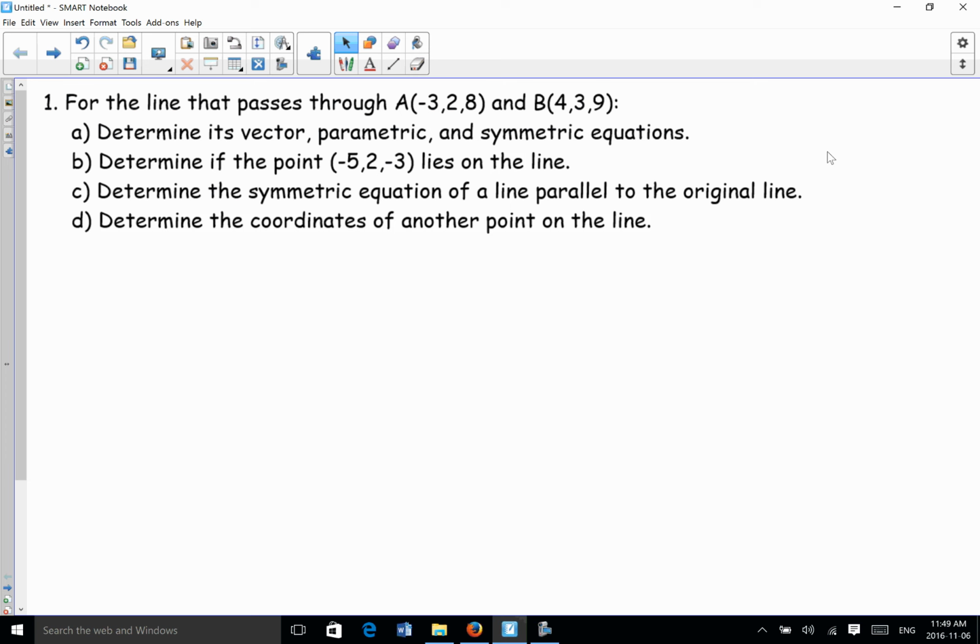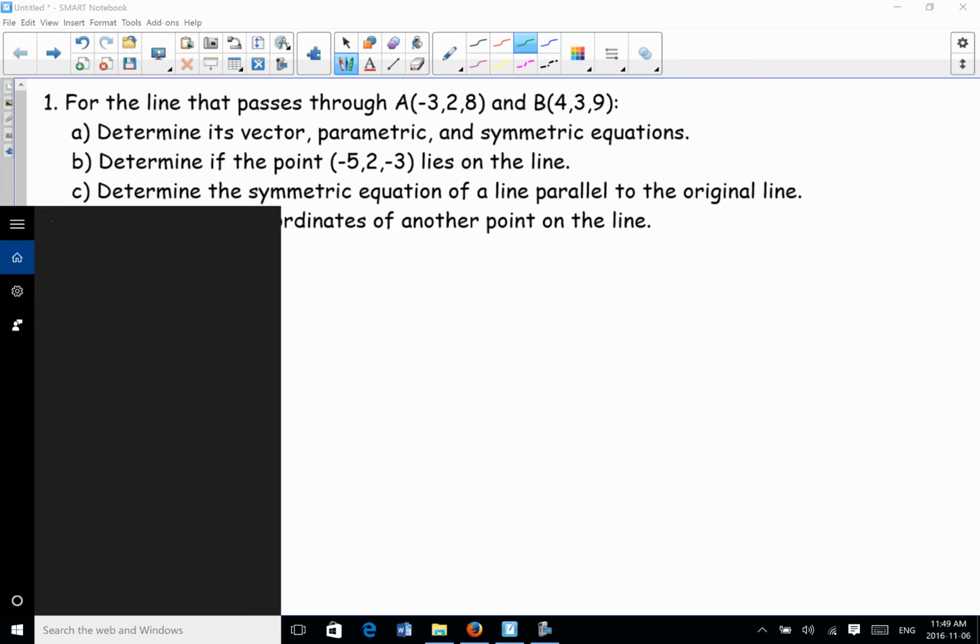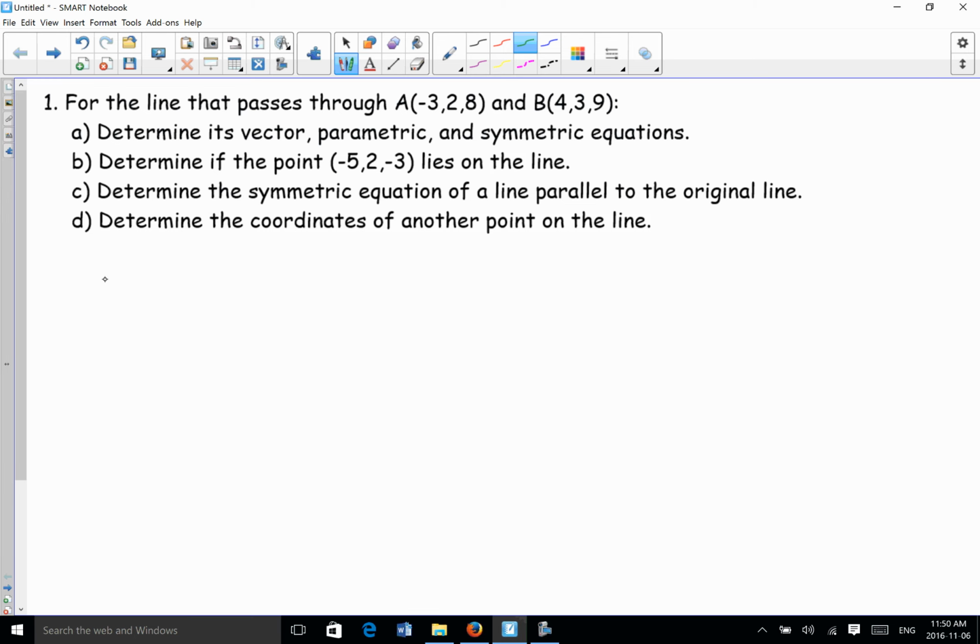In question 1, we're given a line passing through 2 points. We want to find out a bunch of things about that line. So we'll start with this vector equation. For lines, don't forget we need to have directions. We don't need points, we want directions. So first thing we should do is figure out the direction from A to B.